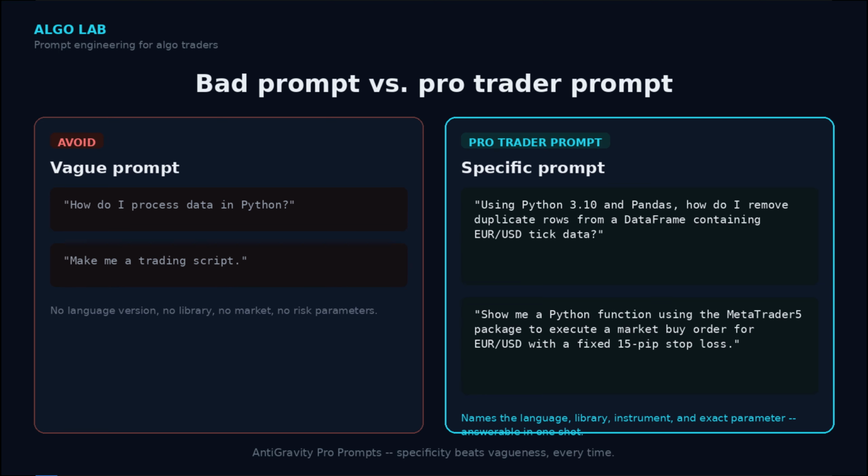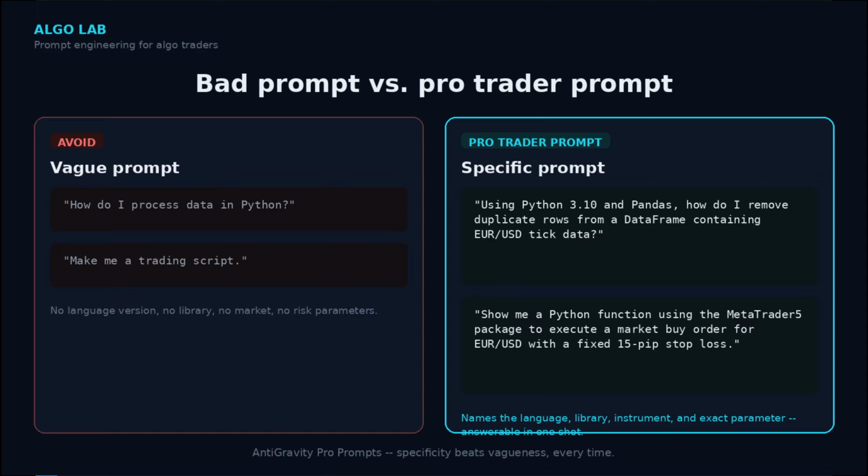Look, if you feed the AI a vague line like, "How do I process data in Python?" you're getting a generic, useless textbook answer. Instead, you need to anchor your environment. Look at the shift when you specify, "Using Python 3.10 and pandas, how do I remove duplicate rows from a data frame containing USD tick data?"